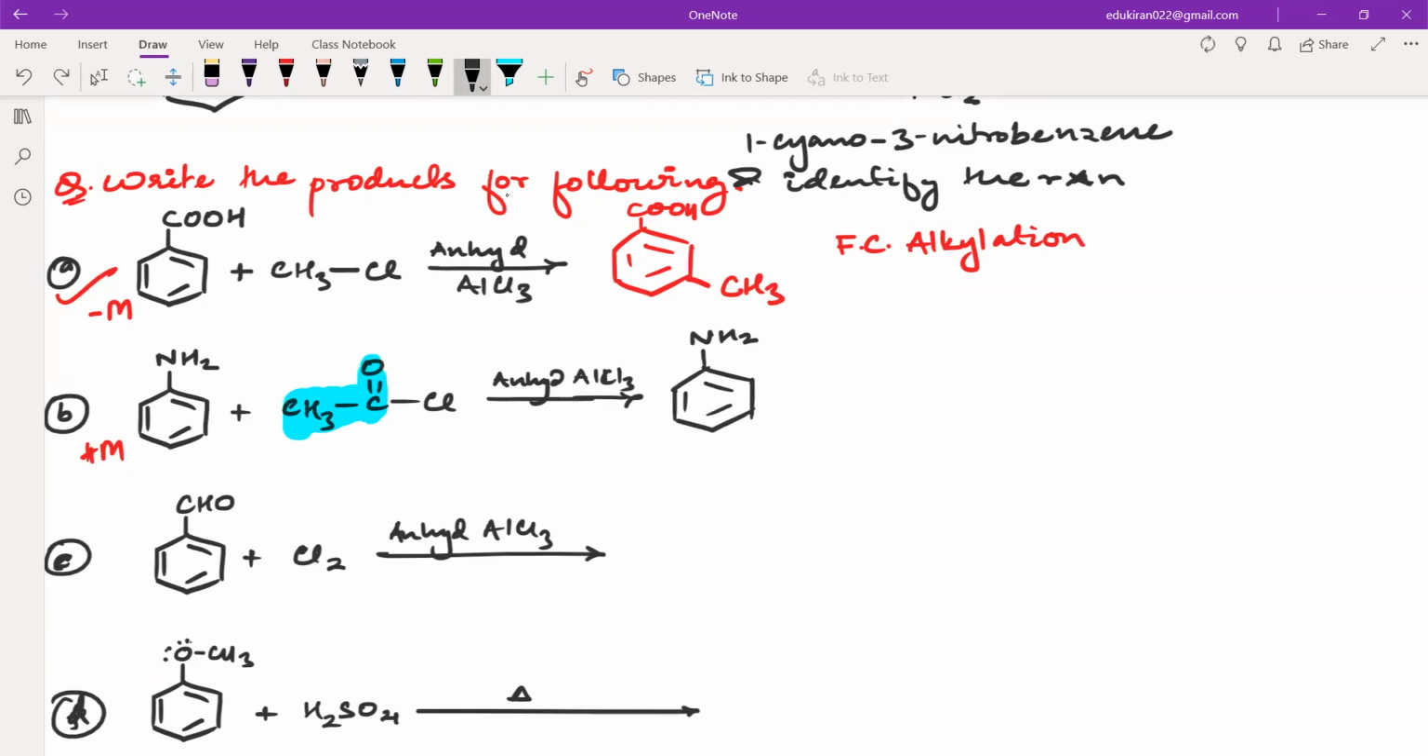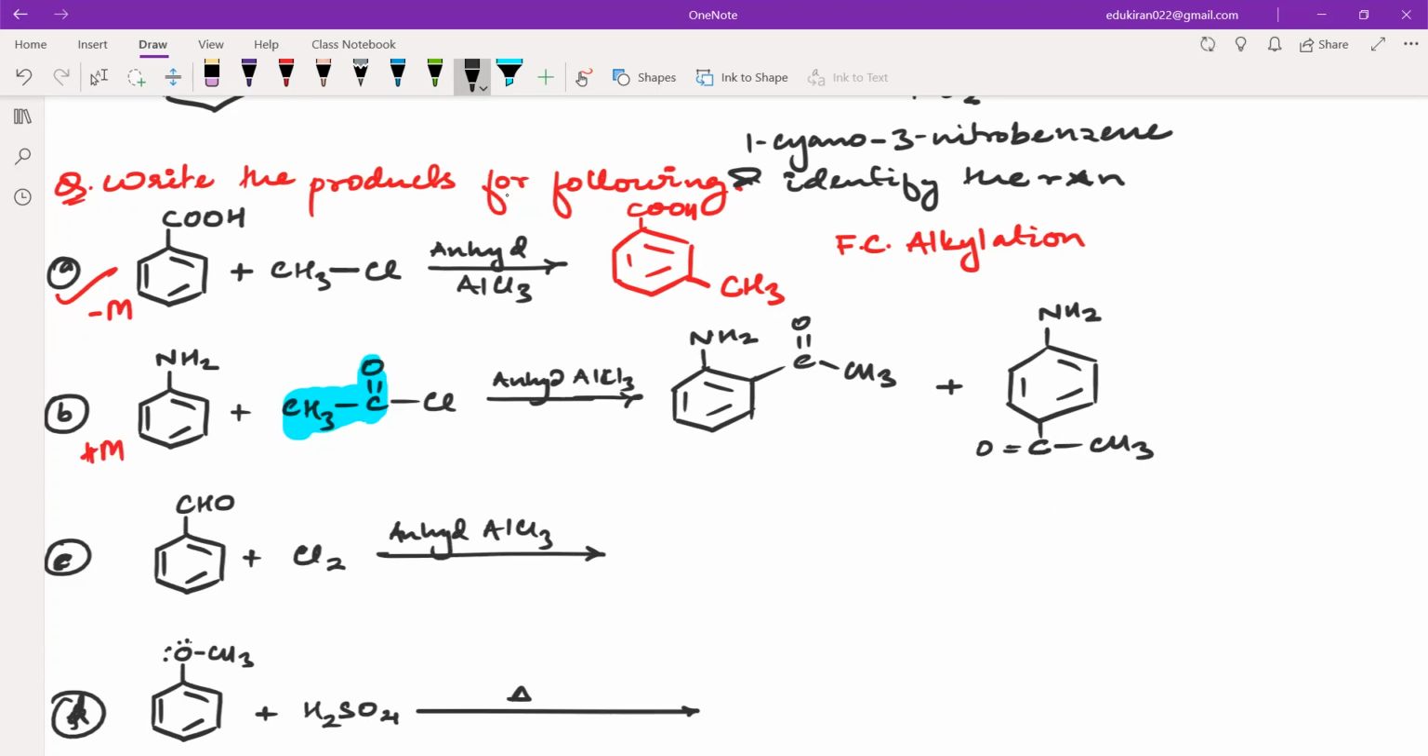We will get an ortho product, C double bond O, CH3, again a benzene ring with NH2, and here we will be getting C double bond O CH3.